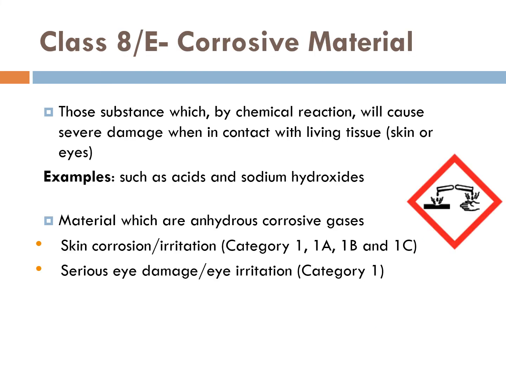Class 8, or E, contains corrosive materials, and these corrosive materials are substances which, by a chemical reaction, will cause severe damage when in contact with living tissue or eyes. So examples are acids or sodium hydroxide, and materials which are anhydrous corrosive gases, skin corrosion irritation category 1. So you remember the skin corrosion category we covered in the initial slides, I gave the example. Also serious eye damage, eye irritation category 1. So these corrosive materials are very dangerous.